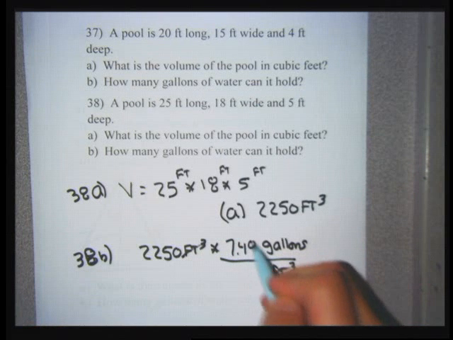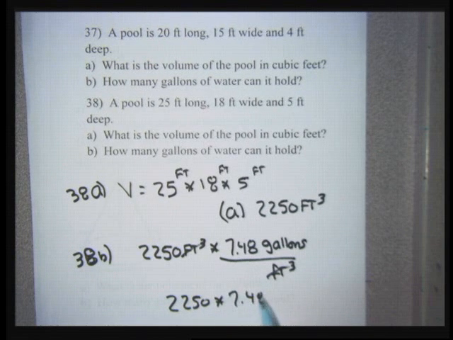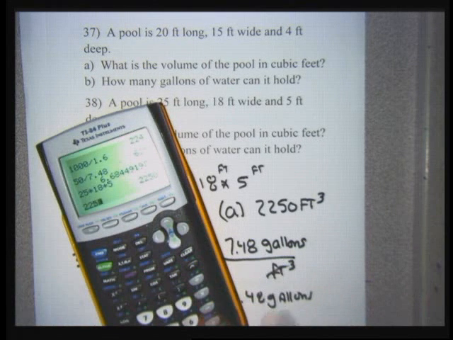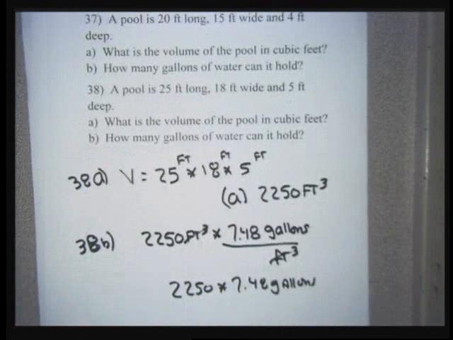And now I'm just left with 2,250 times 7.48 gallons. It's going to be a lot of water. And I get 16,830 gallons for 38B.